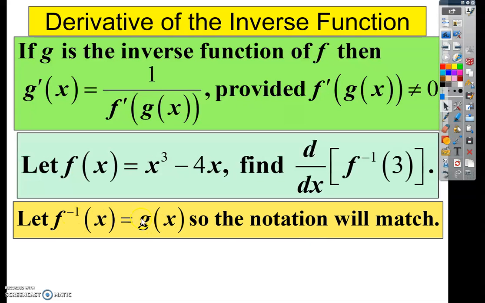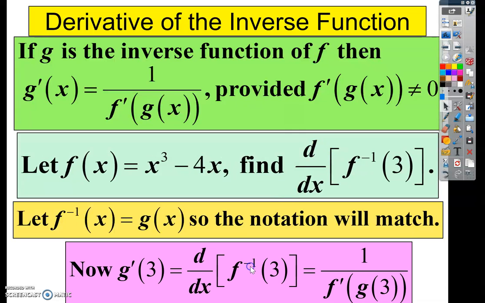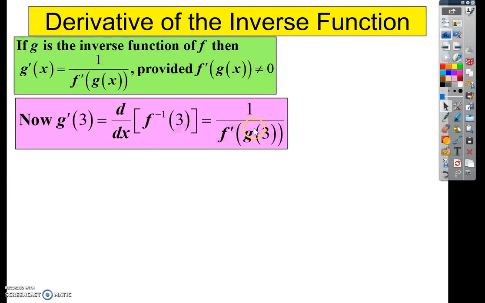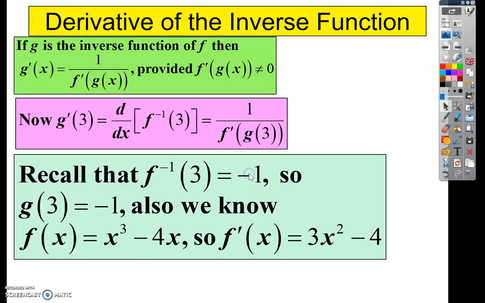So we're going to switch over our notation here. And so we're looking for this, just plugging in 3 into the places we had before. That's all that's happening here. So what do we know? We know from a slide earlier that f inverse of 3 is negative 1. We know g of 3 is negative 1. And we know the derivative of f of x is 3x squared minus 4.